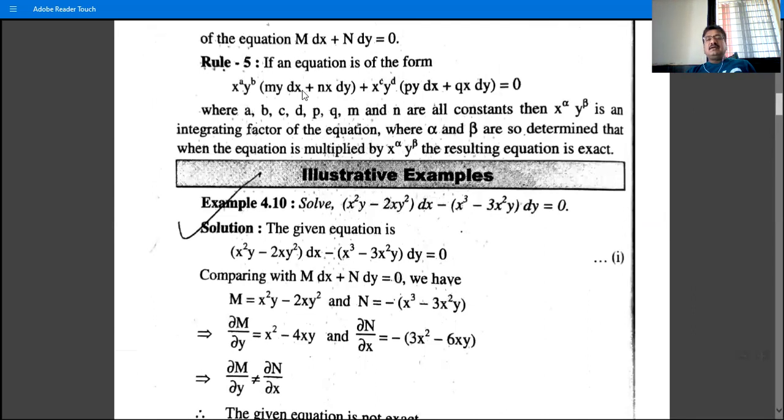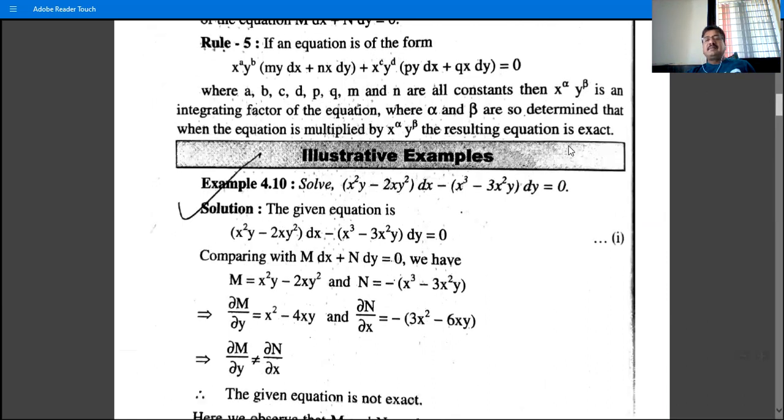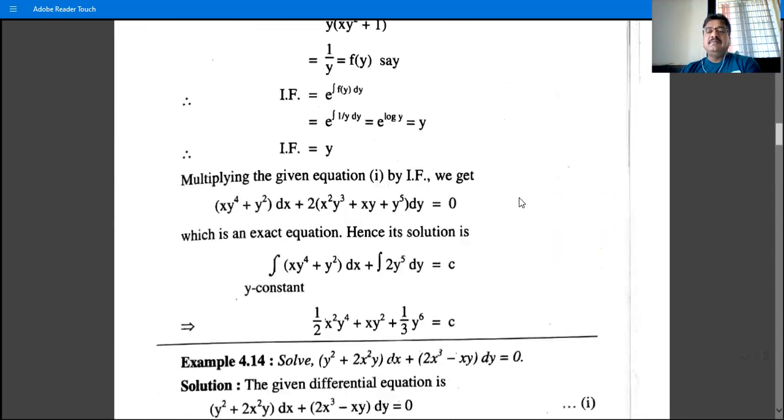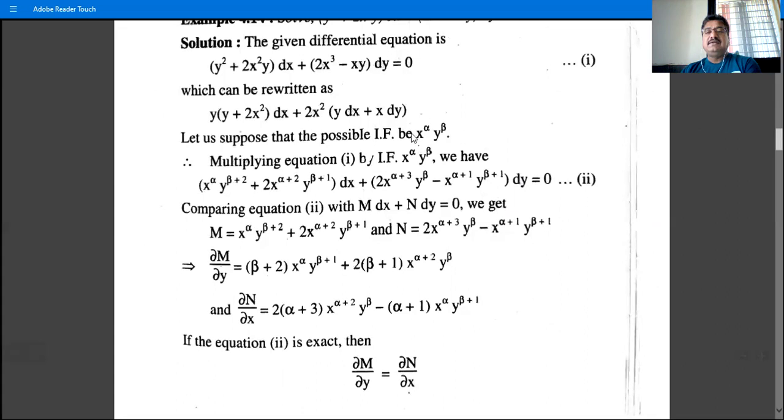So now the example is of this form. So x^alpha y^beta is the integrating factor, where alpha and beta are to be determined. So we have to find alpha and beta. So we have a rough integrating factor: roughly, the integrating factor is x^alpha y^beta. Now we have to find alpha and beta.